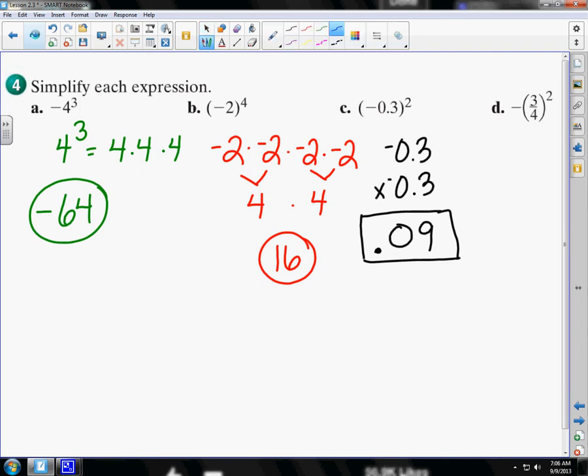Here the negative sign's out front, so that's completely separate. So then I would do 3/4 squared, which means 3/4 times 3/4, which is 3 times 3 is 9, 4 times 4 is 16. And then I can simplify. Can I? No, 9 divided by 3, 16 doesn't go into 3. So it would be 9/16, and then you would make it negative.